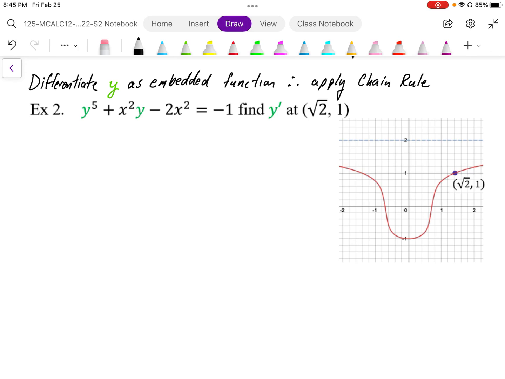So looking at this expression, I'm just going to differentiate this normally. Okay, so I'm just going to go 5y to the power of 4. But because I differentiated y as an inside function, I just have to remember to apply chain rule. So this is a key part. We apply chain rule here.